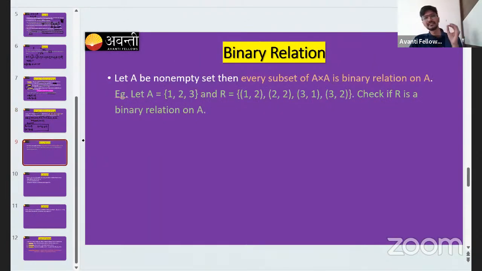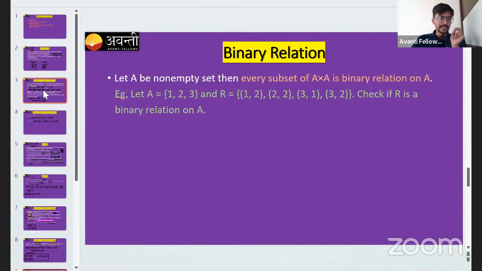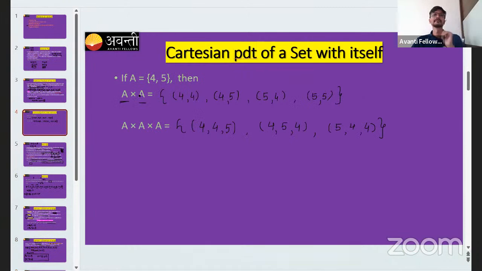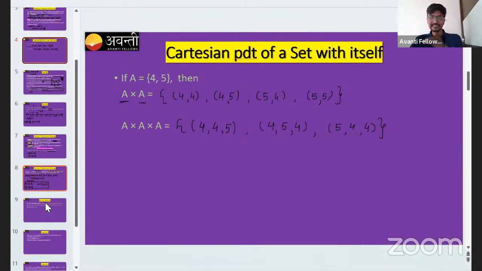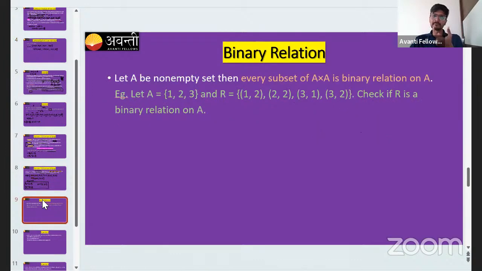Now, there is one relation, like how we studied the Cartesian product of a set with itself, A cross A, and then A cross A cross A, three times. Let me get back to this slide. A cross A is the Cartesian product of a set with itself. Based on this, there is a special type of relation, which is known as binary relation.